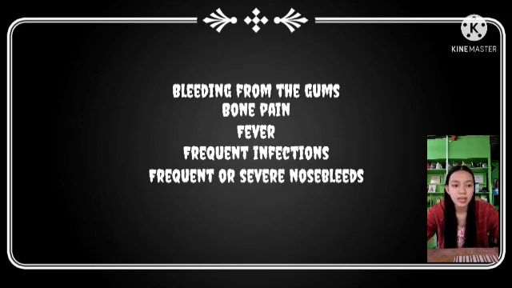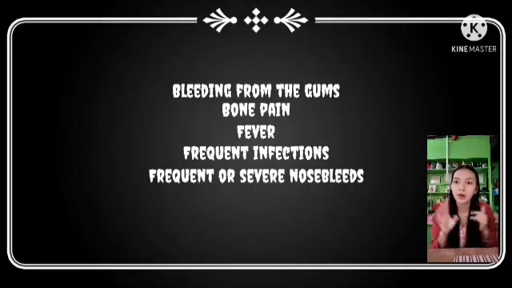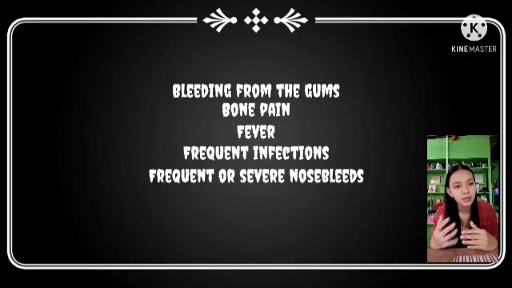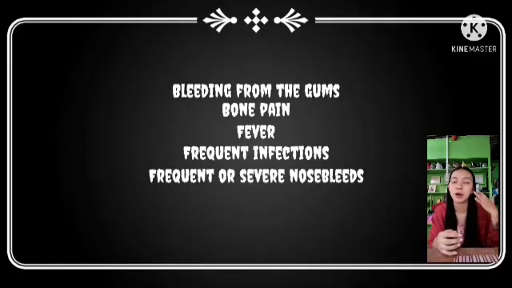acute lymphocytic leukemia. So, first ay nagbi-bleeding yung gums natin. Masakit na yung katawan, nagkakaroon ng lagnat, tumataas yung lagnat niya. Meron din siyang frequent infections, madalas na siyang nagkaka-infection, example ang ear infections. Meron din tayong frequent and severe na nosebleeds. Madalas din siyang nagdudugo yung ilong, madalas o paminsan-minsan may lumalabas na ganon.